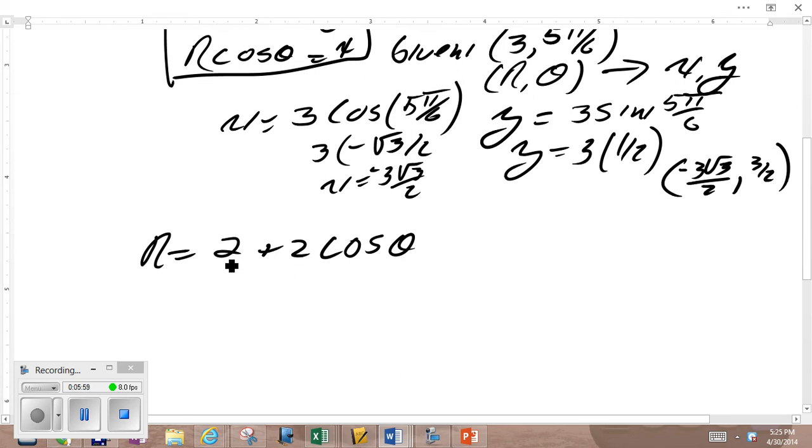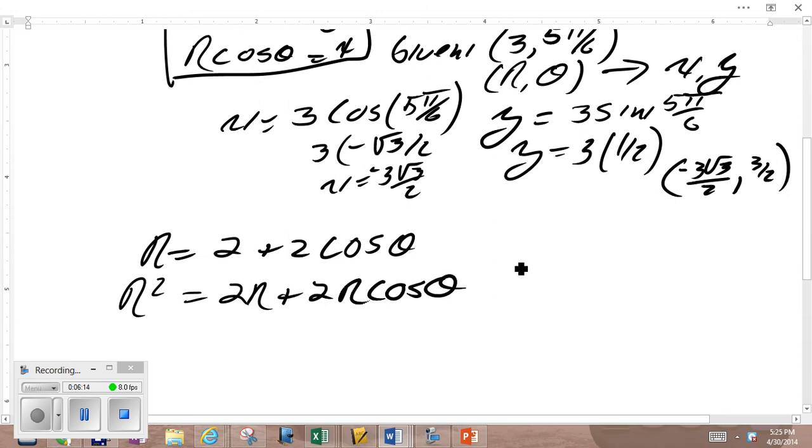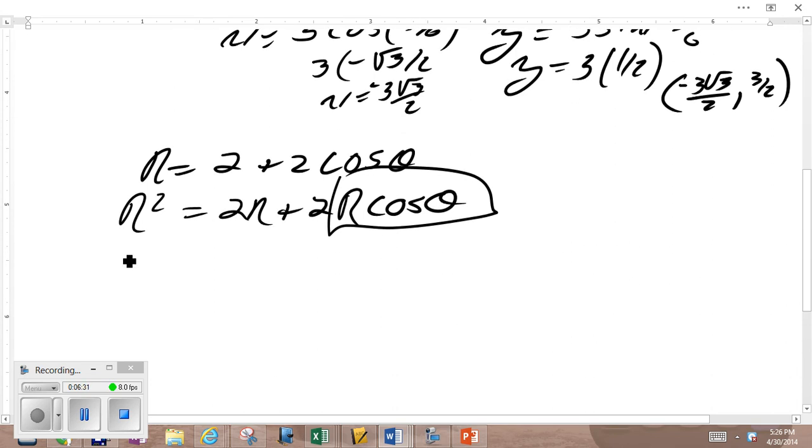One of the suggestions is to multiply both sides by r. So if both sides are multiplied by r, I get r squared is equal to 2r plus 2r cosine of theta, distributing the r. We recognize from our basic conversions that r cosine theta, as stated up there, is x. r squared is x squared plus y squared. So this is x squared plus y squared equals 2 times r, and r must be the radical of x squared plus y squared.